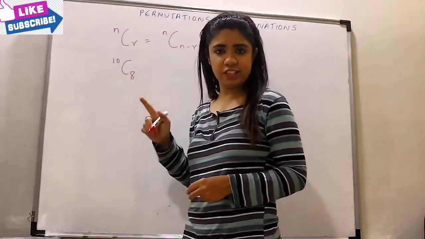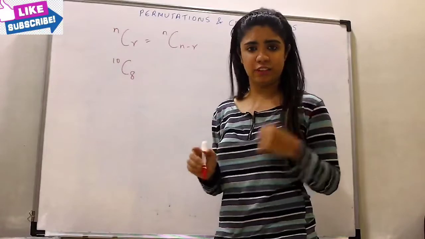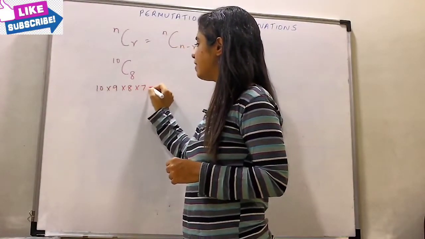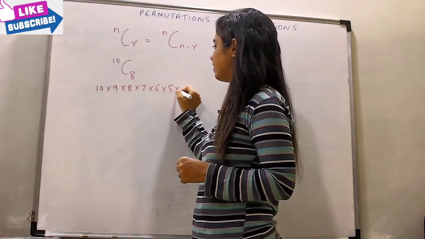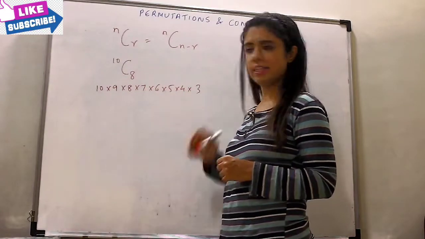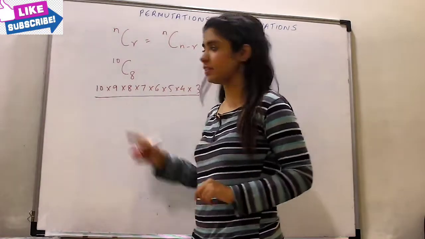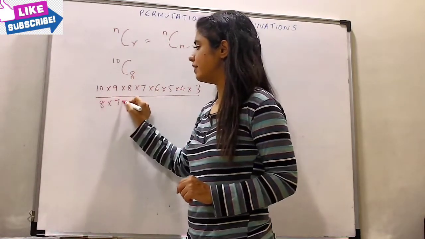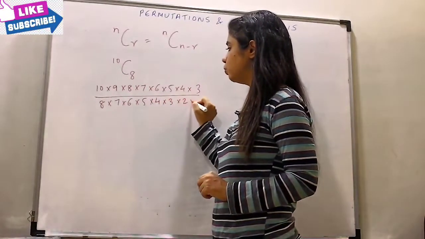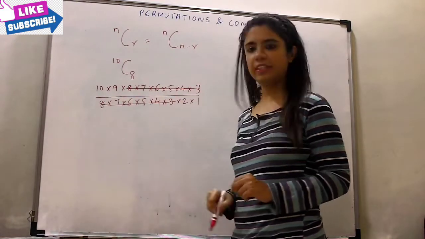So you have 8 digits. So you're going to write in the numerator and denominator 8 digits in decreasing order. So that will be 10 into 9 into 8, 7, 6, 5, 4, 3. So 1, 2, 3, 4, 5, 6, 7, 8. Similarly, in the denominator, you're going to write 8 digits starting from 8. So if I start from 8, 7, 6, 5, 4, 3, 2, 1. Correct? Now my 8 to 3 and 8 to 3 is going to get cancelled.